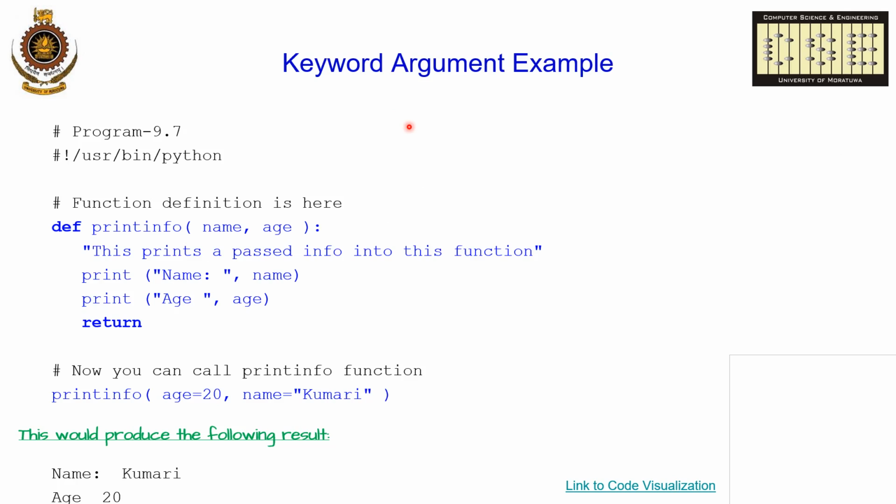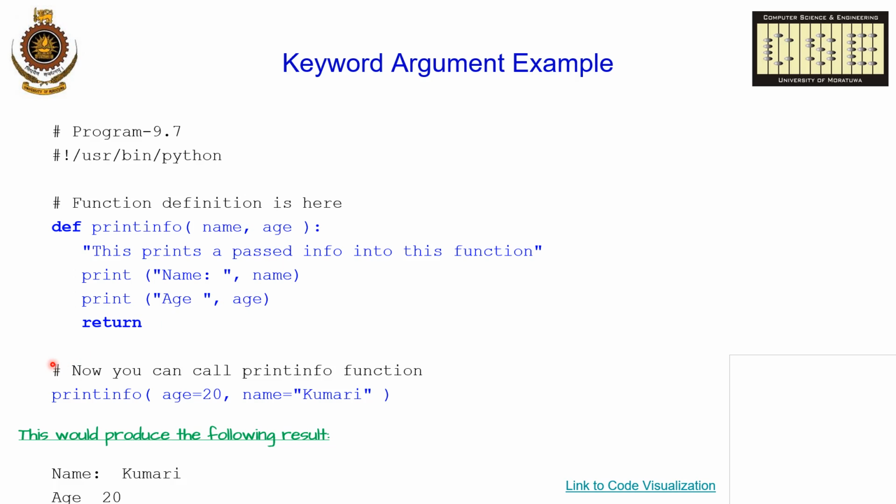Let's look at an example of using keyword argument types. We have a Python program, a very small one as before, a slightly modified print function. Here we have print info, which takes two arguments, name and age. It prints the name, says name and then prints the name, and then says age and prints the age that it takes from this argument.